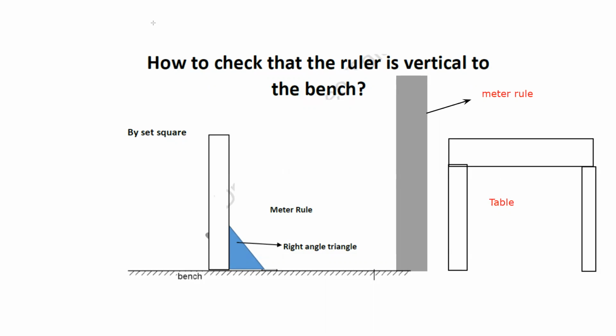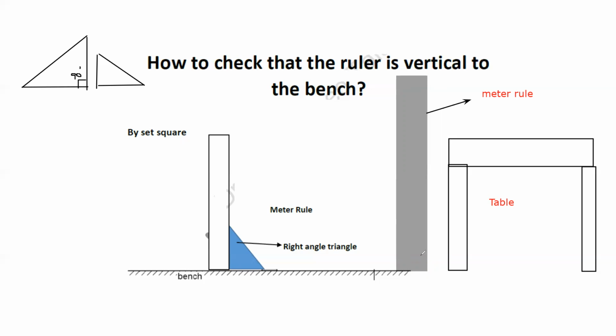What is a set square? In your geometry box or geometry case, you will find these triangles. The geometry box has a set of apparatus, and this apparatus is called a set square. By using a set square, we can make sure that the ruler or scale is exactly vertical, because the angle here is 90 degrees, or perpendicular.